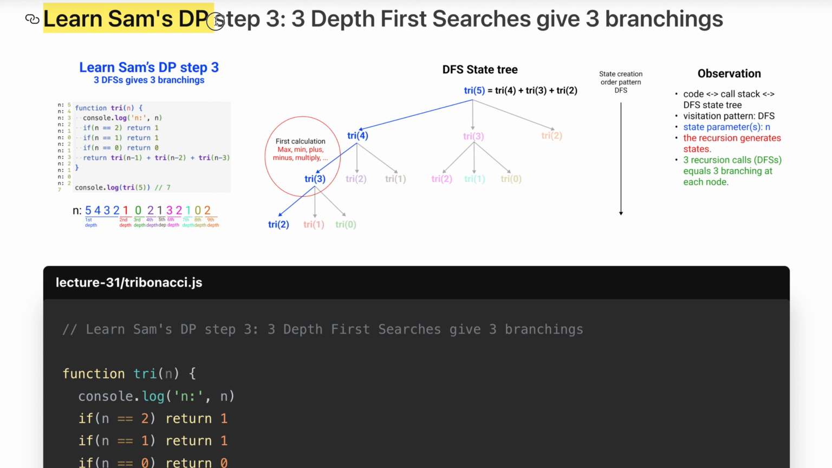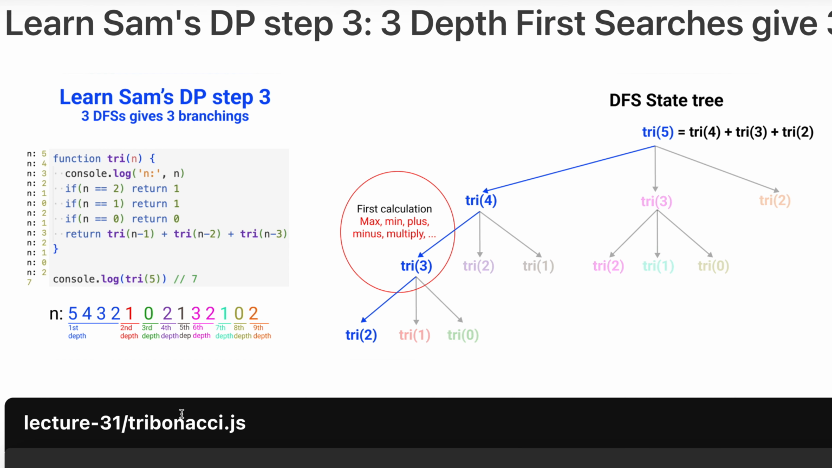Next, learn SAM's DP step 3. We're going to learn that if we have three recursive calls, it's going to give us three branches at each node. And our example here is called Tribonacci. The Tribonacci sequence is just like the Fibonacci sequence with a really small modification: instead of each number being the sum of the last two numbers, for Tribonacci it's going to be the sum of the last three numbers right before it. It's just adding one more line, which is n equal to 2, it's going to return 1. And in the return statement, we're going to have the sum of the last three numbers, n minus 1, n minus 2, and n minus 3.